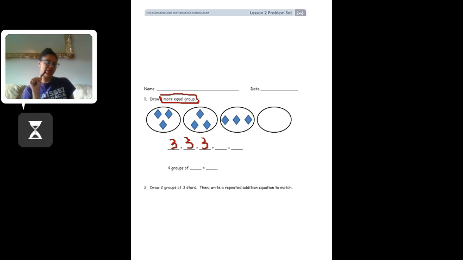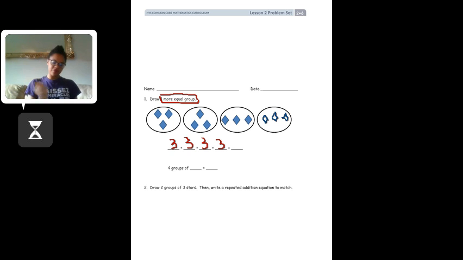And now it's time to do my last one. I know like on my paper, I added some more diamonds. So I'm going to draw those diamonds in on the screen as well. So I added 1, 2, 3 diamonds. So I'm going to add my last 3 to my repeated addition equation. I added it on my paper, so now I'm going to add it on the screen like you see right here.